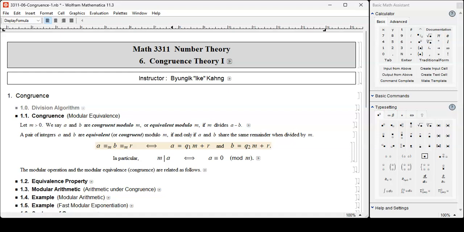Now, in a special case, when the remainder is 0, you can see that m divides a, and a is congruent to 0 modulo m are equivalent. They mean the same thing.